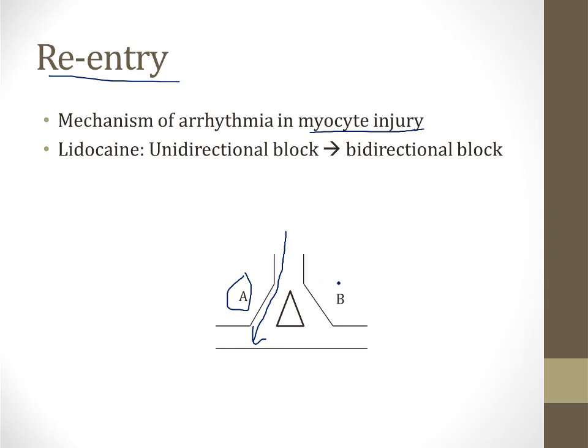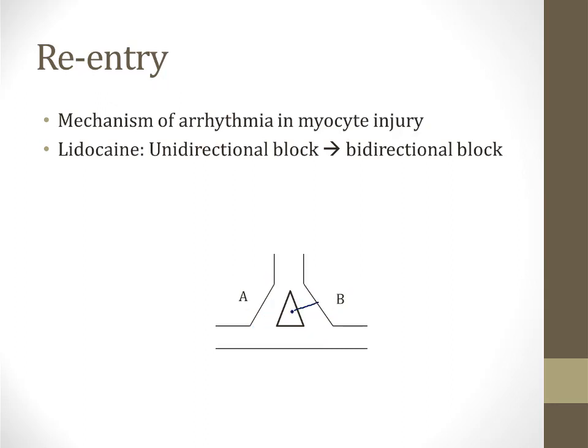Now let's imagine there's another pathway labeled B which is blocked going forward. This means that electrical activity cannot conduct in the forward manner through pathway B. What can then happen is that the electrical activity that goes through pathway A can come back and up around. This is called reentry, and this can generate a circuit which can lead to arrhythmias.